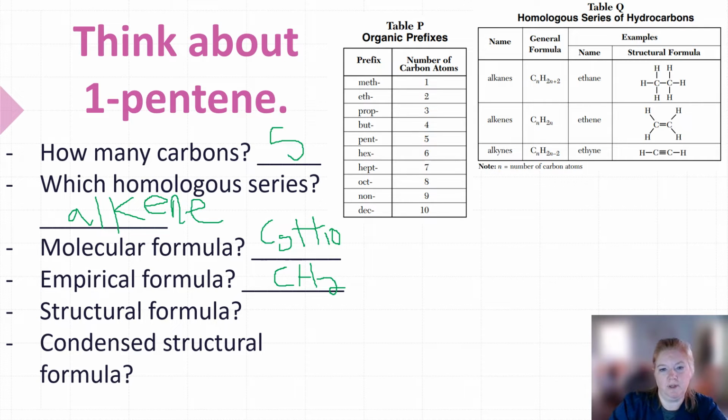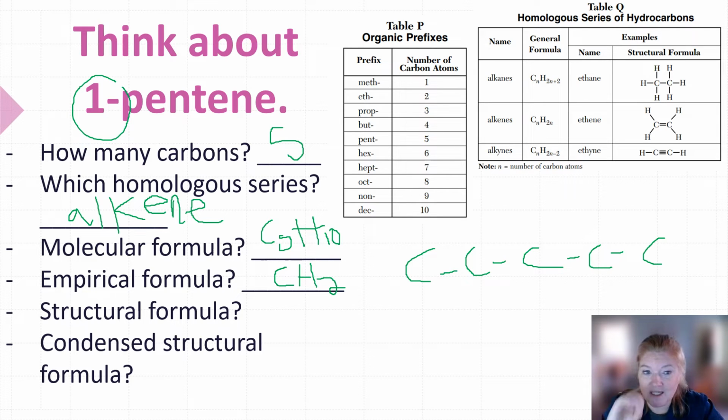Structural formula. So pent, 1, 2, 3, 4, 5. Now, this 1 tells me where to put the double bond. I put it on carbon number 1, right there. Now, technically, this carbon over here is also a carbon number 1. So I could have put it here, but I'm just going to put it on this end. So let me erase this.